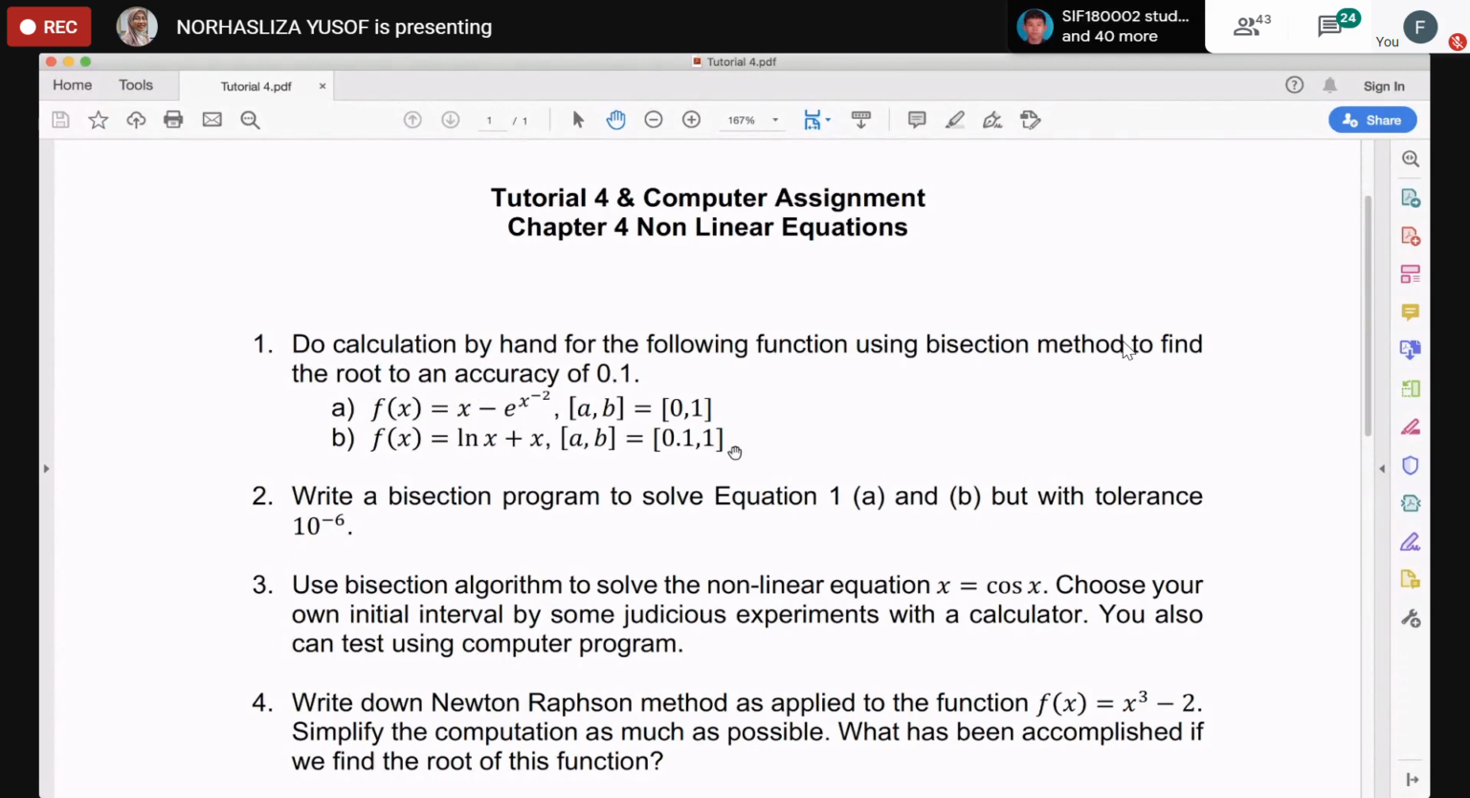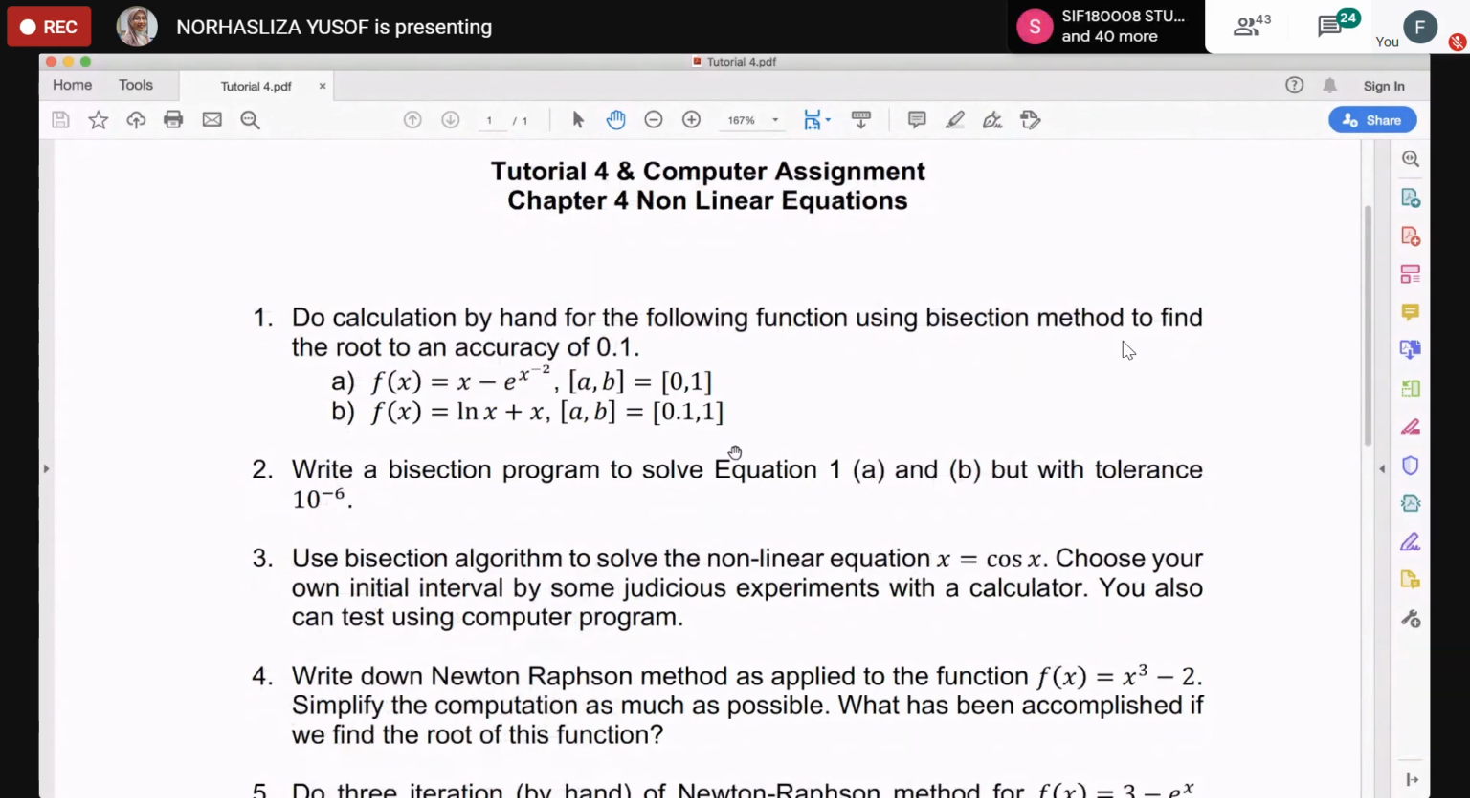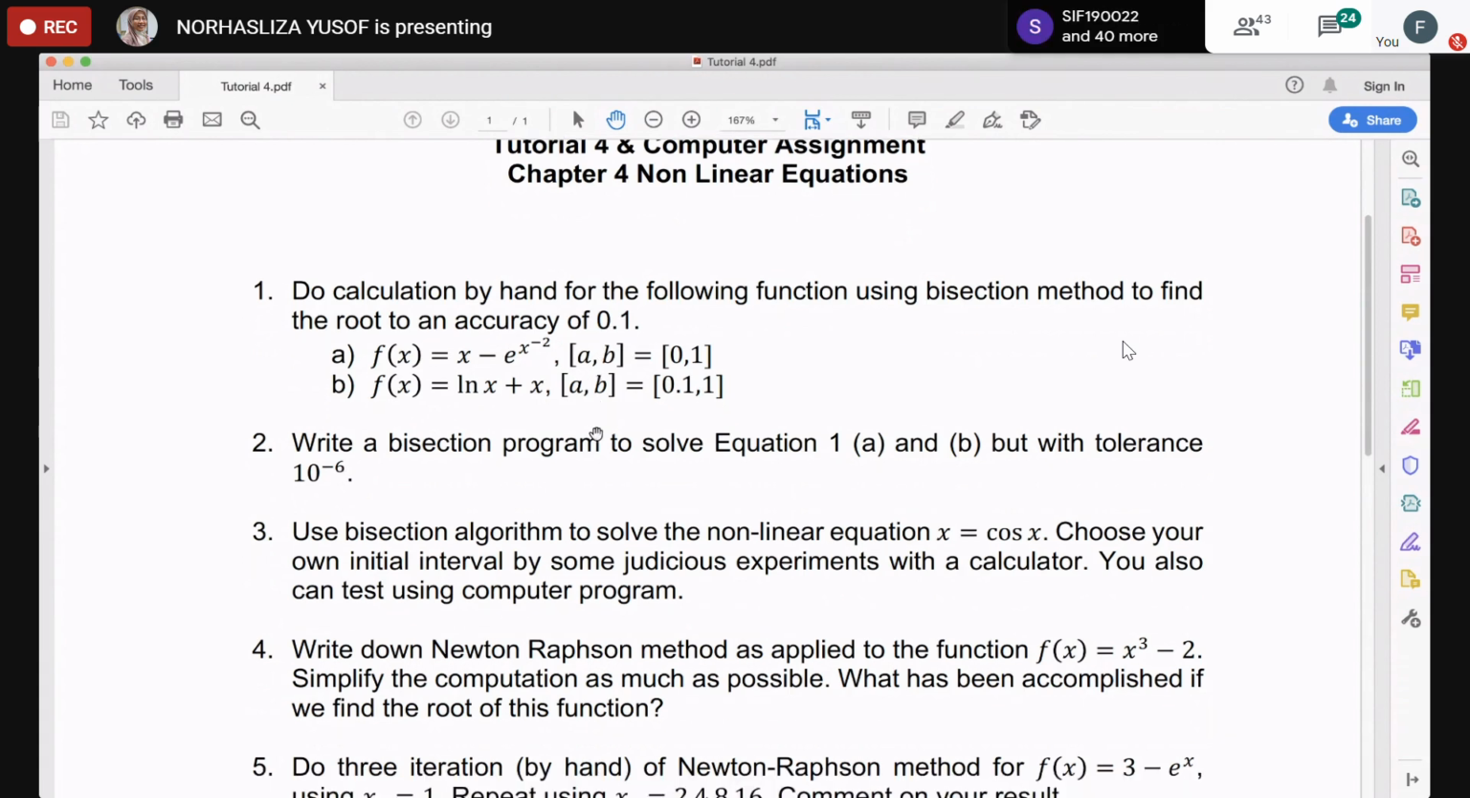Okay, after that, you have to write a program to solve equations 1a and 1b by using a larger iteration, because you just enter it and it should iterate quite nicely. By hand, it might take a very long time to calculate until 10 minus 6, but for 0.1, I think it's just maybe 2 or 3 iterations and you will reach convergence. Okay, so the third one is you are going to solve the nonlinear equation given by x cos x, right?